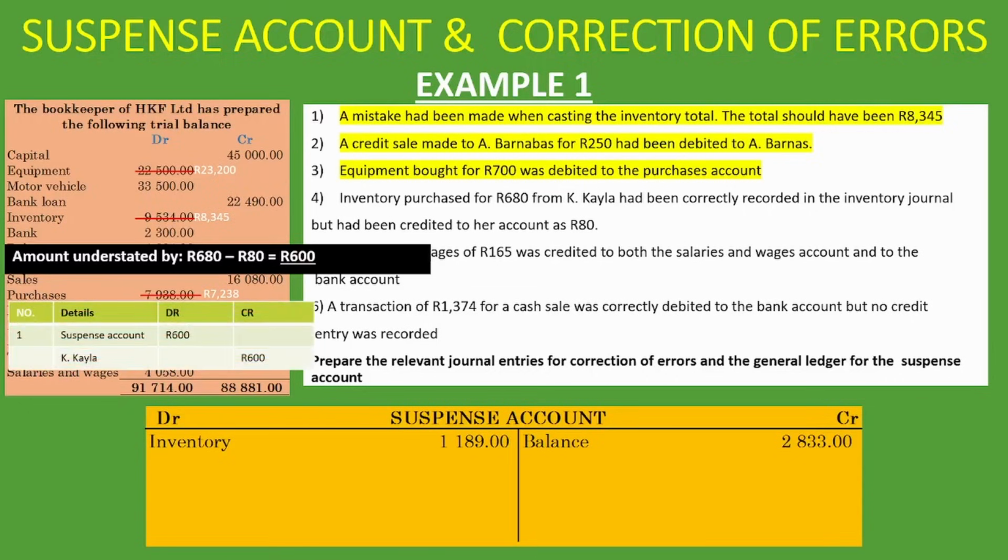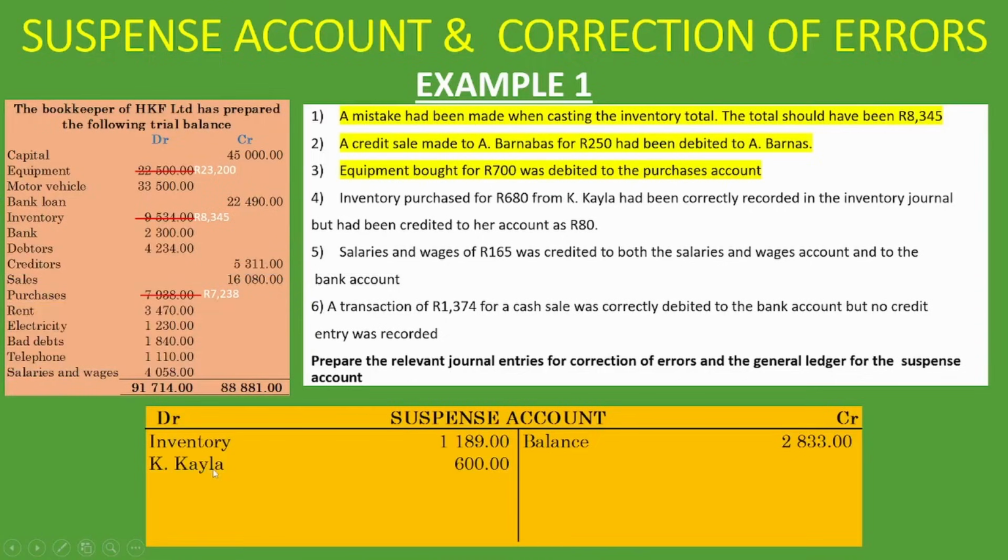So let's do just that. Debit suspense account 600 Rand, credit KKla 600 Rand. Now we need to obviously correct our trial balance by increasing our creditors account by 600 Rand. But what do we do with regard to our suspense account? Well, we can see our suspense account is debited here. So we're going to put it on the debit side of the suspense account, and the description there is KKla. So let's do just that. KKla 600 Rand on the suspense account.